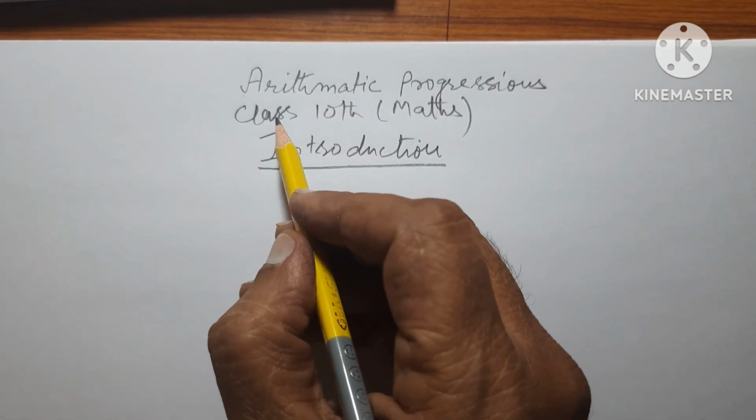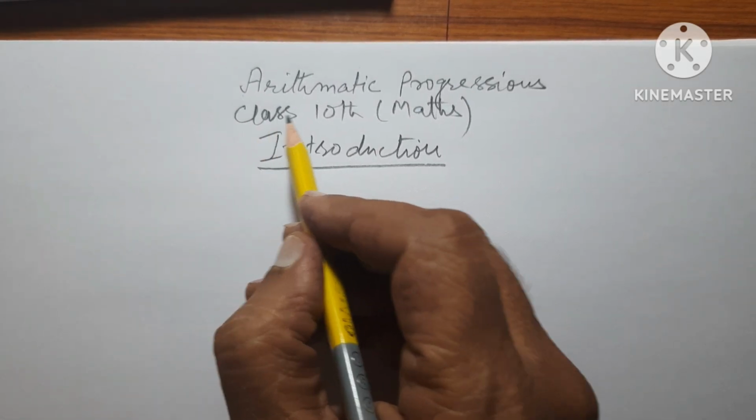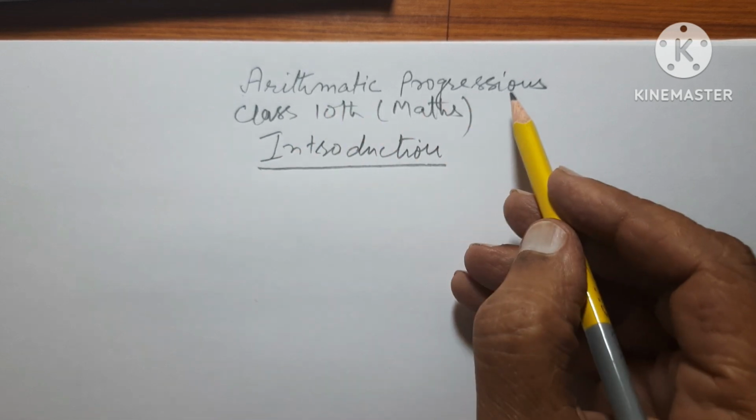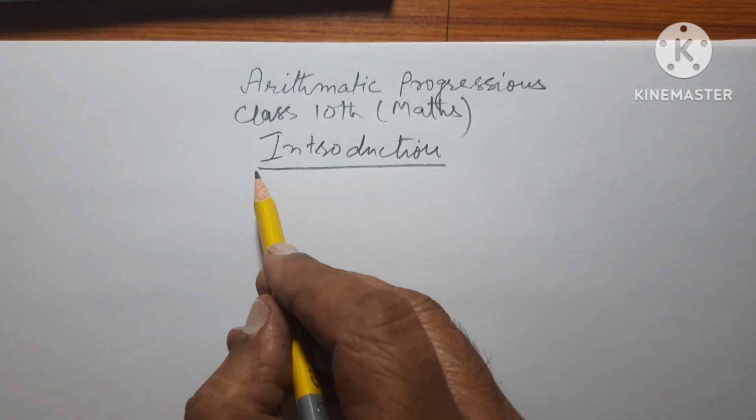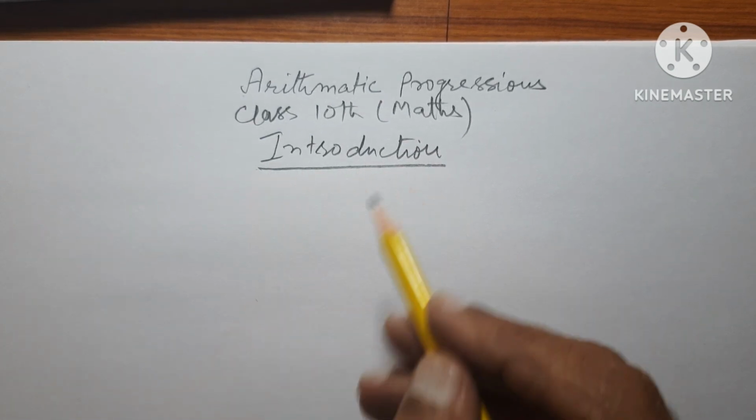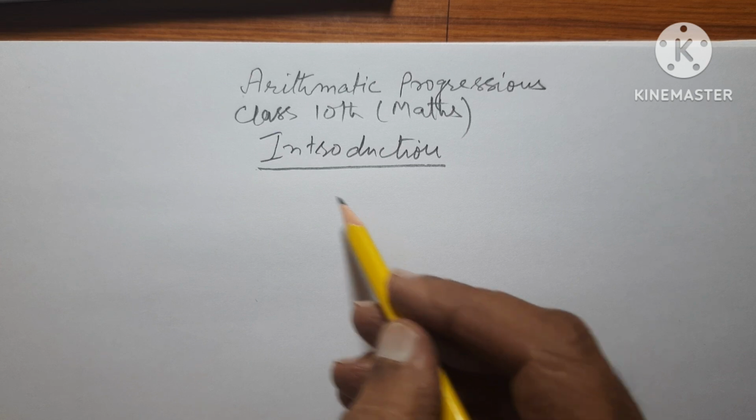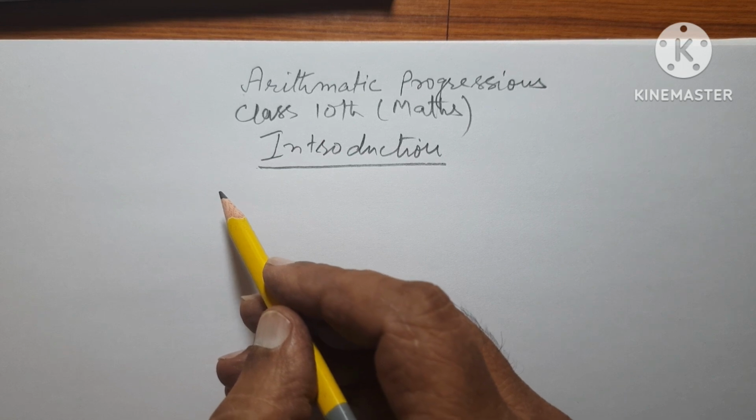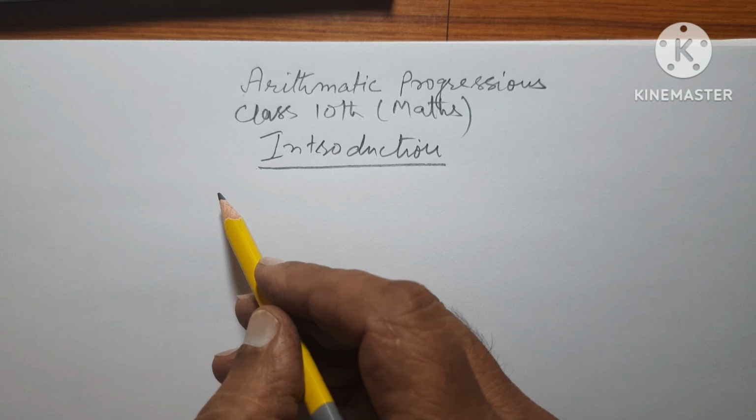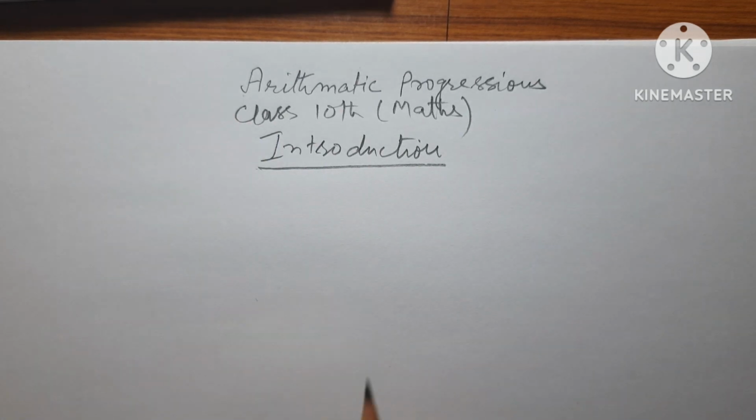Today we are starting with chapter number 5, which is arithmetic progression. Class 10th Maths, and this video will have the introduction. So we'll discuss what is arithmetic progression, what are its properties, how to find the different terms, how to find the sum of the terms. All these things we'll discuss in this chapter, arithmetic progression.